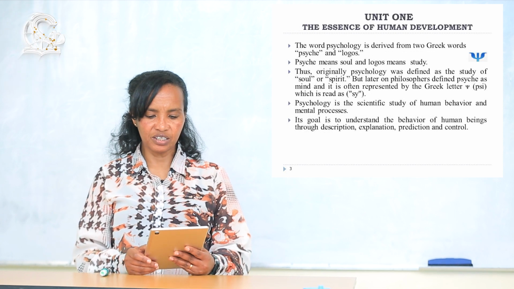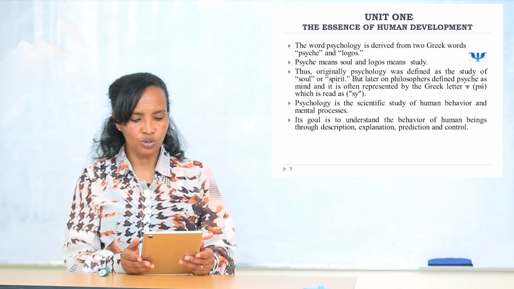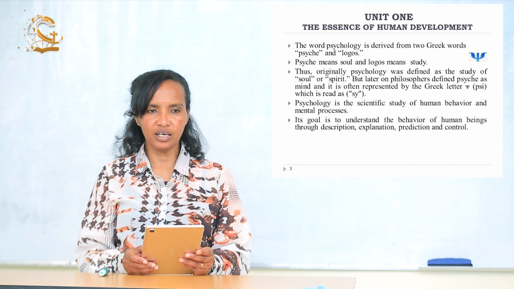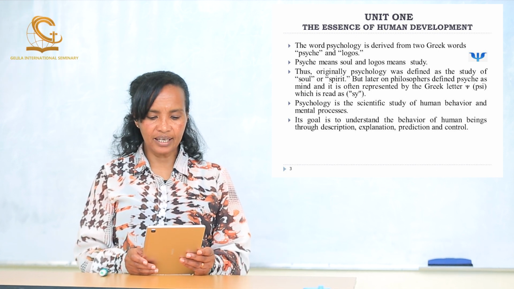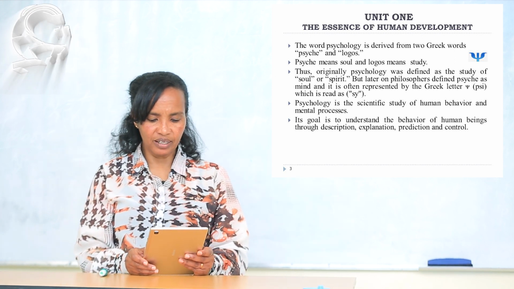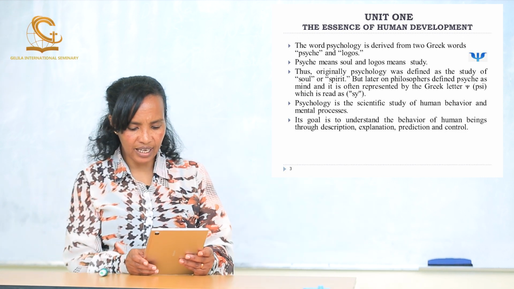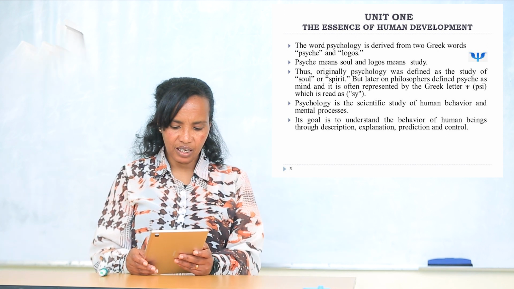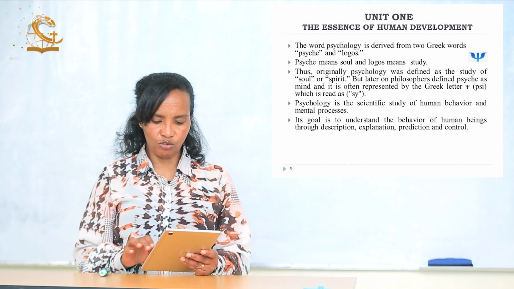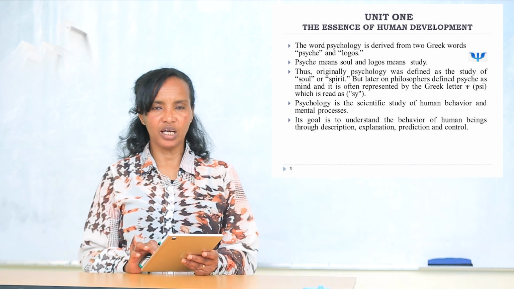So we will see 11 units and we will start with Unit 1. Let us first define the words developmental and psychology. The word psychology is derived from two Greek words, psyche and logos. Psyche means soul and logos means study. So psychology is defined as the study of the soul or the mind. Psychology is the scientific study of human behavior and mental processes. Its goal is to understand the behavior of human beings through description, explanation, prediction, and control.